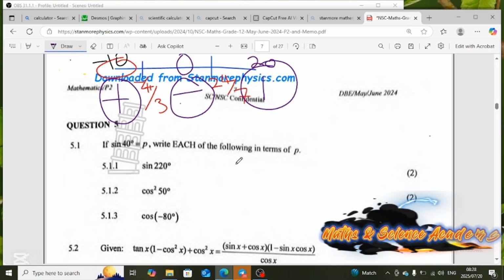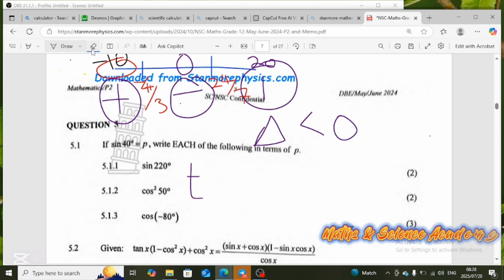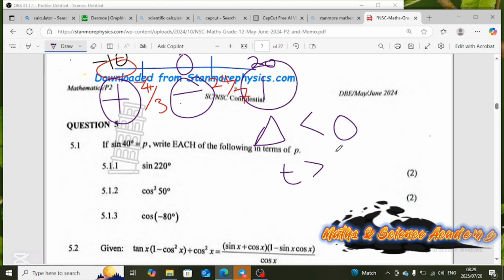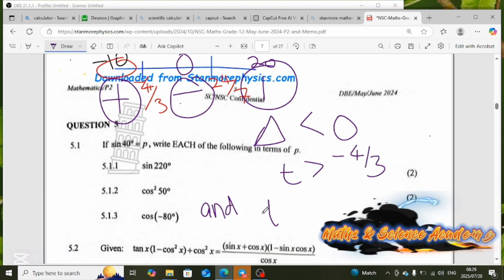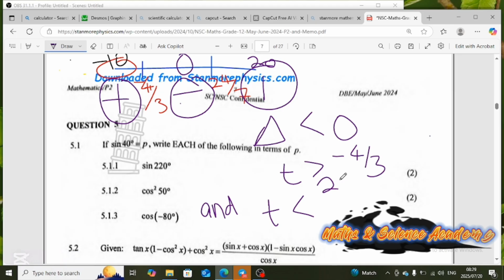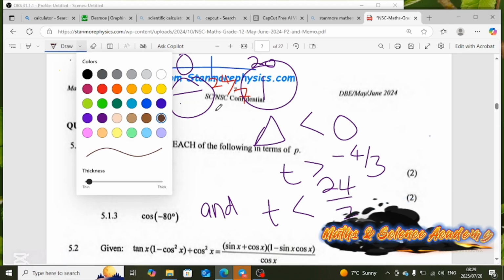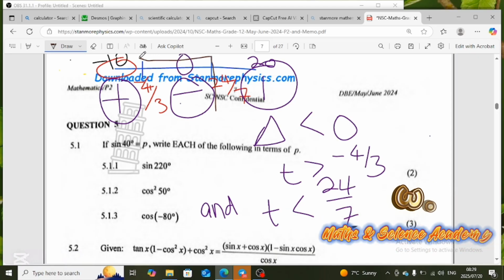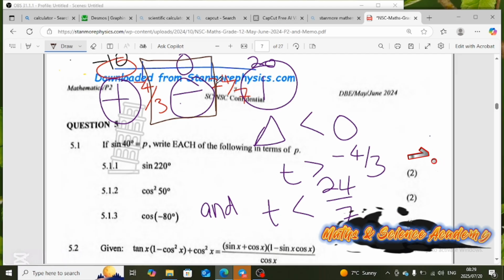From delta less than 0, simply meaning that delta is negative, we can see from the number line that for t greater than the negative gradient, negative 4 over 3, all values are negative. And also for t less than the positive gradient, 24 over 7, all values are negative. 24 over 7 is approximately 3.42, and negative 4 over 3 is equal to negative 1.33.